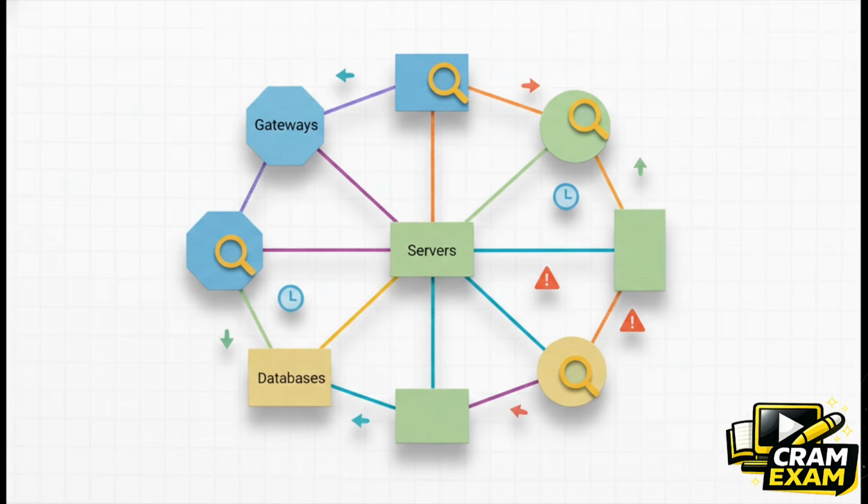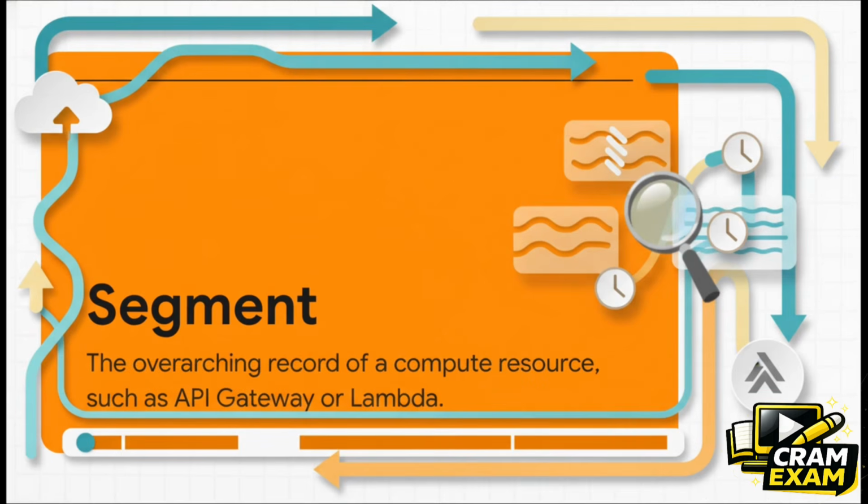It's pretty amazing. But how does X-Ray actually break down the time spent inside your compute resources? Well, it uses two main concepts. The first is the segment. Think of a segment as the overarching record of the compute resource itself. When API Gateway receives the request, it creates a segment. When Lambda takes over, it creates its own segment. The segment essentially raises its hand and says, "Hi, I am the Lambda function, and I ran for 5 seconds."